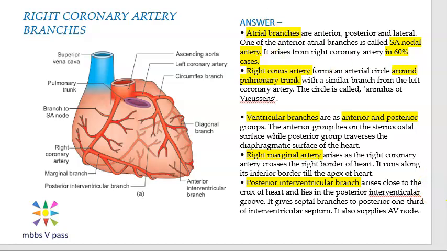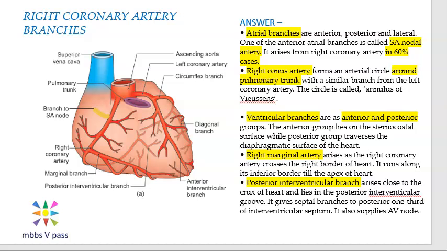Can you tell me the branches of the right coronary artery? Yes, ma'am. The right coronary artery comes out of the ascending aorta, and it will have atrial branches and ventricular branches. That is the easy way to remember it: the atrial branches and the ventricular branches. Here again you have anterior and posterior for everything.